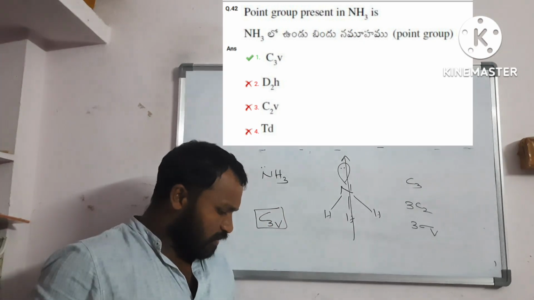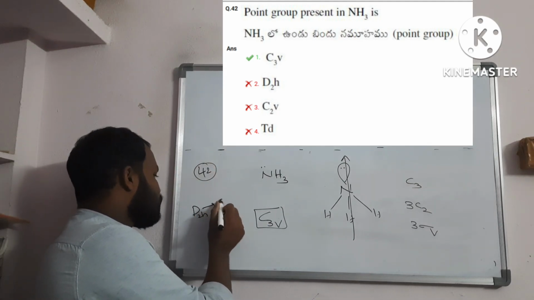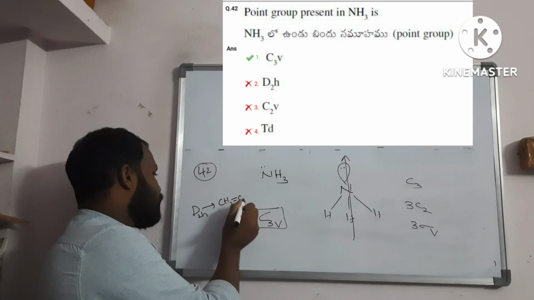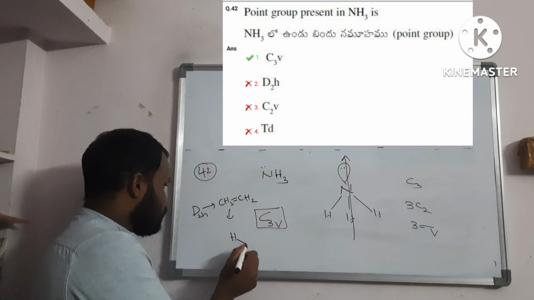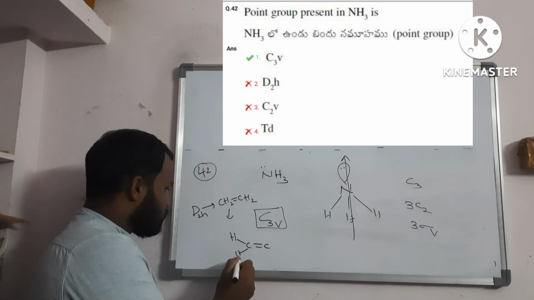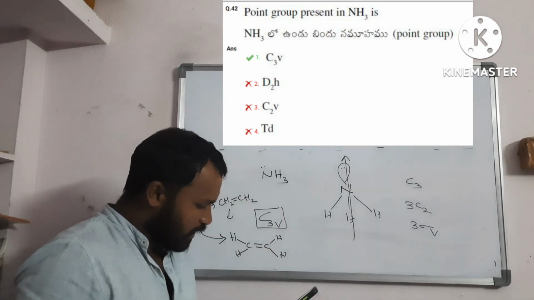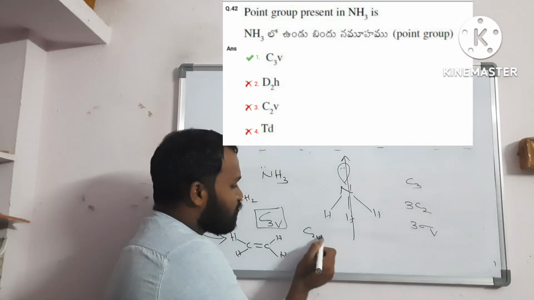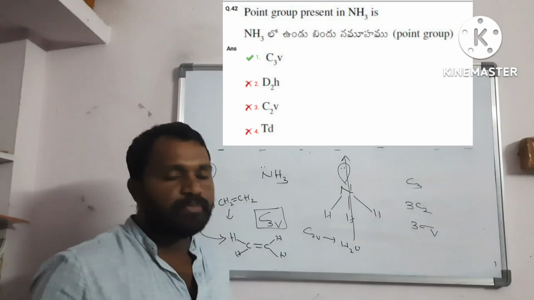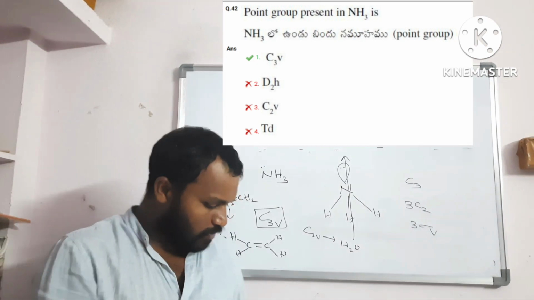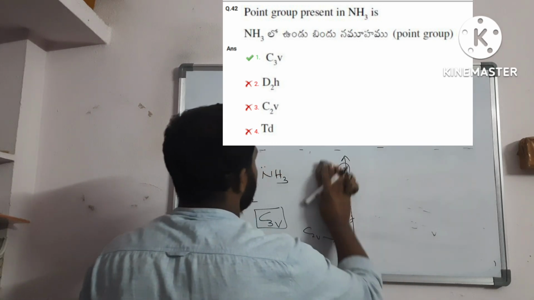Options they gave: C3V. For D2H, the best example is ethylene, CH2 double bond CH2. The structure is like this: H, C, double bond C, H. That is the best example for the D2H point group. For the C2V point group, water, H2O. And for tetrahedral, just basic examples for the options, you can take methane, CCl4, etc.